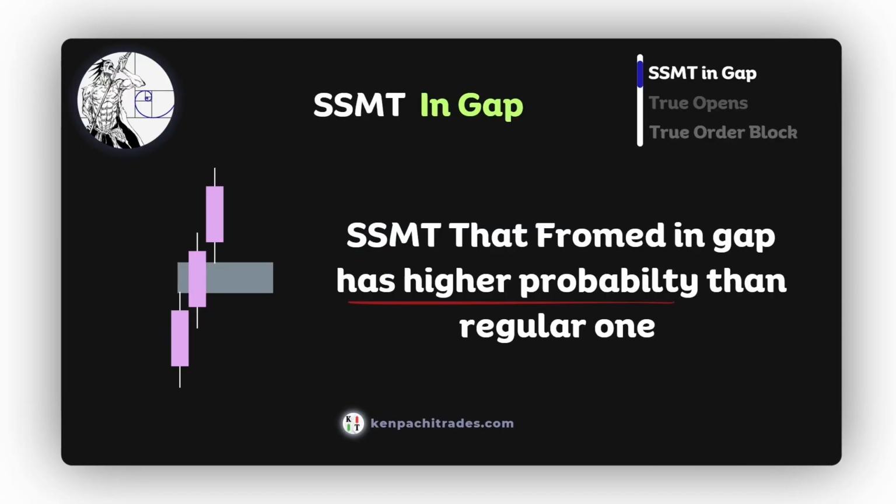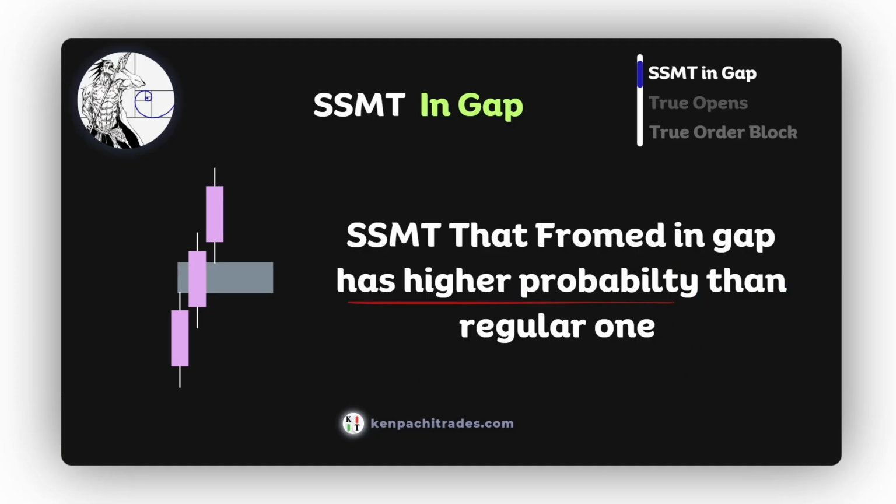So the very first concept that I want to cover in this video is sequential SMT in a gap. We all know that for a perfect setup, we need to see the confirmation for the SMTs that form. But what if I say that all we need is just the right narrative and SSMT? That's it. This concept plays out only if you have your bias identified in the right way. So, SSMTs that formed in the gap have higher probabilities than regular ones.